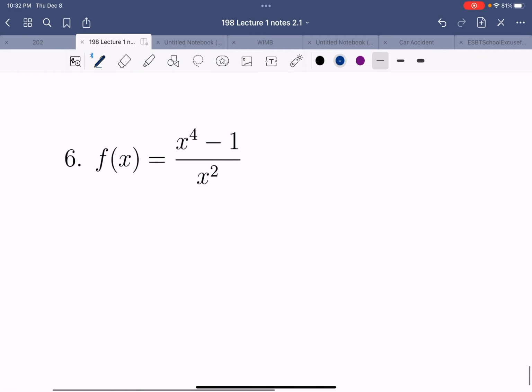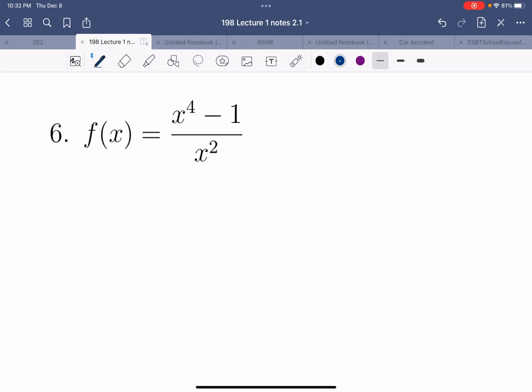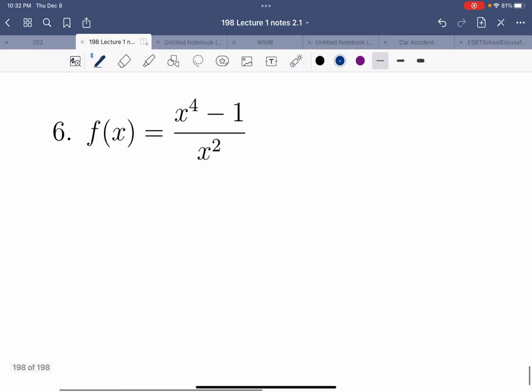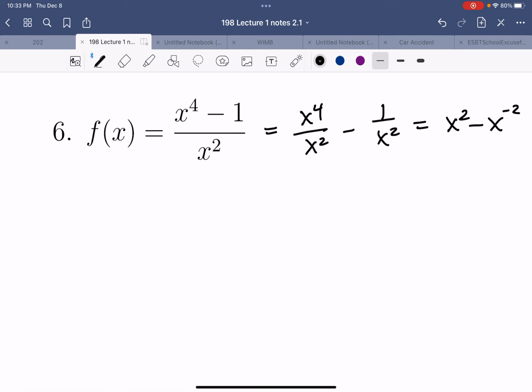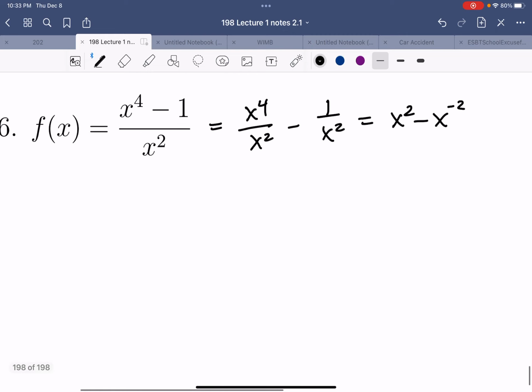Number 6, remember that just like in section 4.2 when we were learning derivative rules, I don't have any rules for division or multiplication when it comes to antiderivatives. So in order to do this one, I'm going to have to divide through by the x squared first. So we're going to take the x to the 4th over the x squared minus the 1 over x squared. And that's going to reduce to x squared minus x to the negative 2. Okay. And now I can go ahead and take my antiderivative.